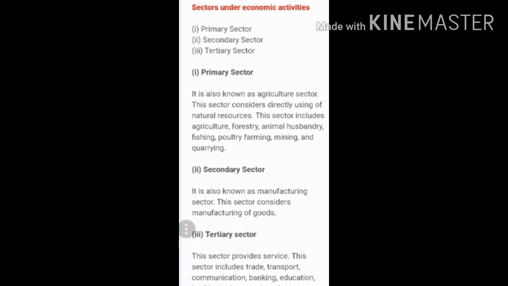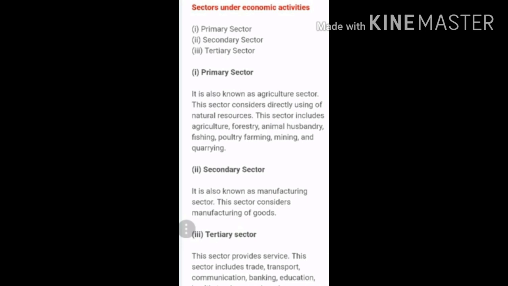After that, the secondary sector. The secondary sector is related to manufacturing, and is also known as the manufacturing sector. This sector considers the manufacturing of goods. It means primary raw material is converted into a final product, which is completed by the secondary sector through the manufacturing industry. That's why, like the primary sector, the secondary sector is also valuable.